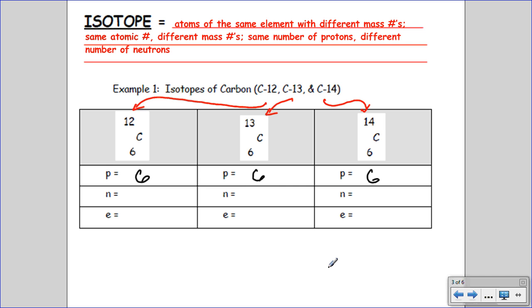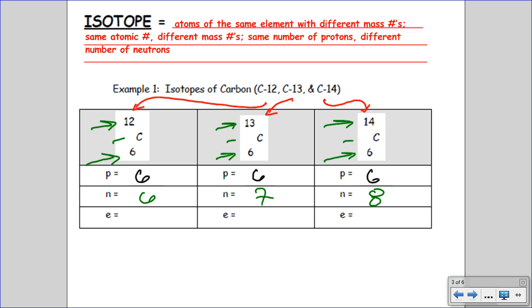The number of neutrons. This is the important thing for the day. What you do is you take the mass number and subtract the atomic number from it. So 12 minus 6. I love the way that we do this notation because it's already set up as a subtraction problem for you. 13 minus 6. 14 minus 6. That's how you figure out your neutrons. Atomic mass minus atomic number. 12 minus 6 is 6. 13 minus 6 is 7. 14 minus 6 is 8.